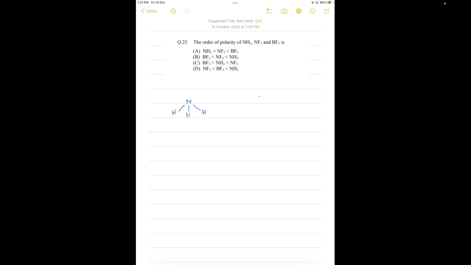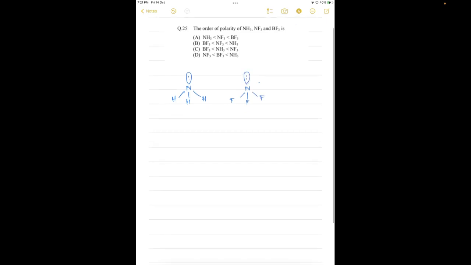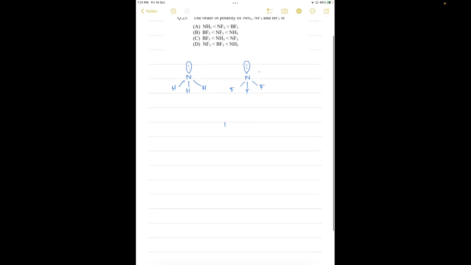So NH3 has a tetrahedral structure, so this is the lone pair, and NF3 also has a similar structure. BF3 has a trigonal structure. Ideally, the bond angle between these two BF bonds is 120 degrees.